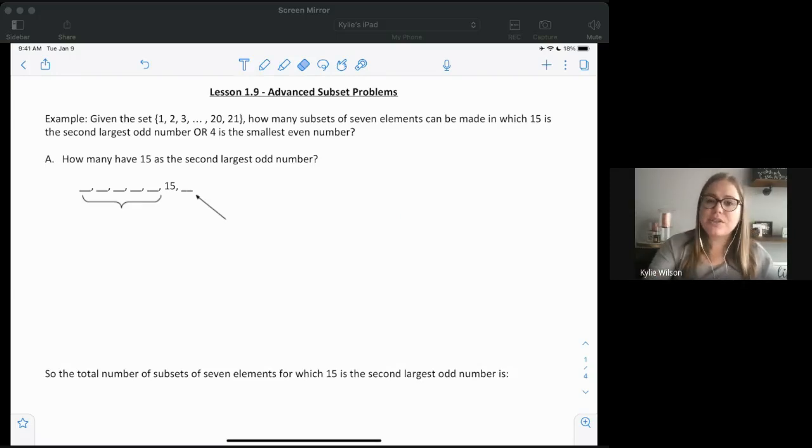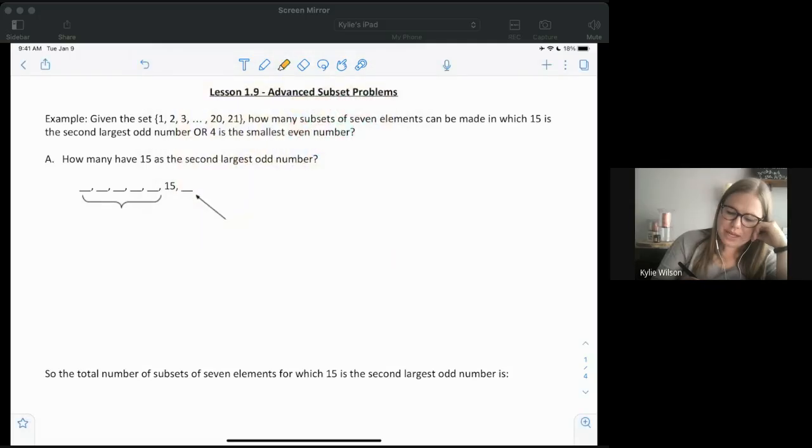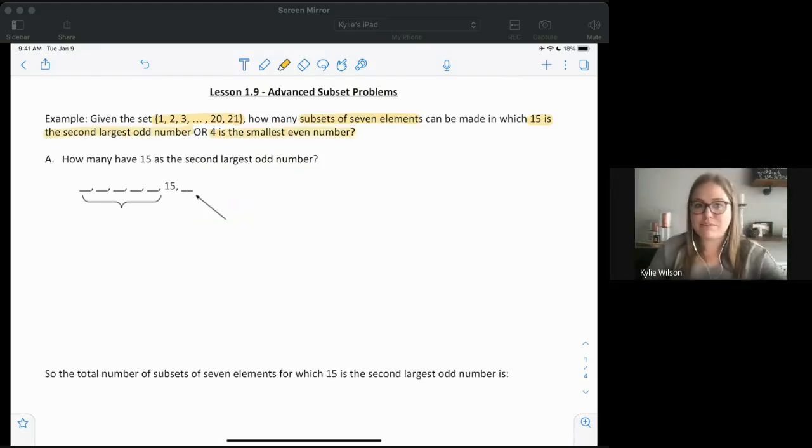Okay, so let's go through this example. I just want to go through it nice and slow so that people can ask questions along the way if they have any at all. So we're given the set 1, 2, 3, all the way up to 21, just whole numbers. How many subsets of 7 elements can be made in which 15 is the second largest odd number, or 4 is the smallest even number?